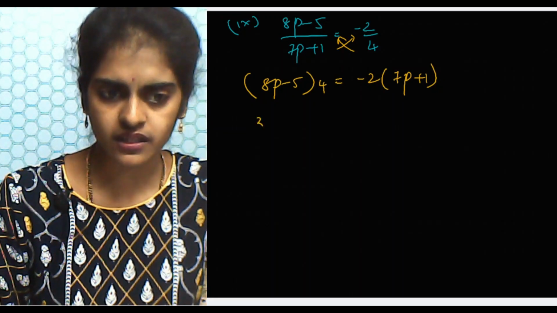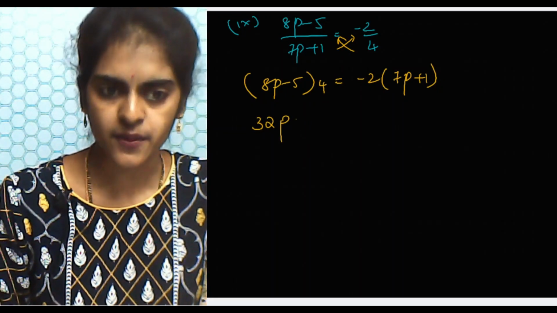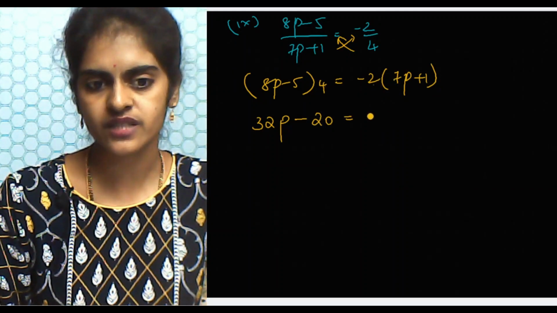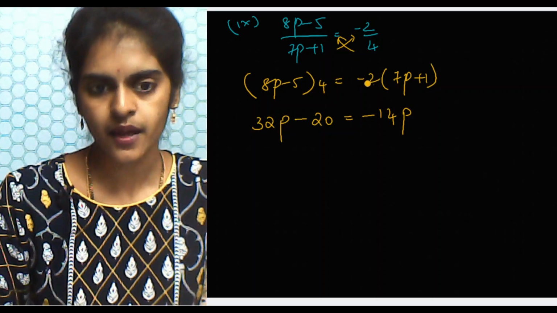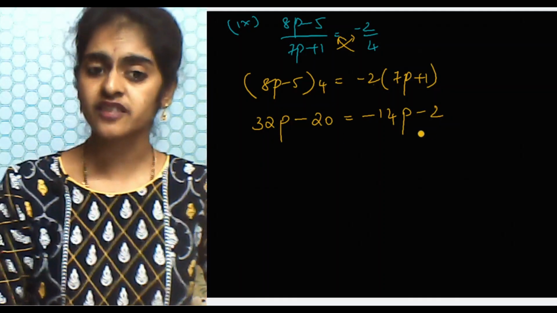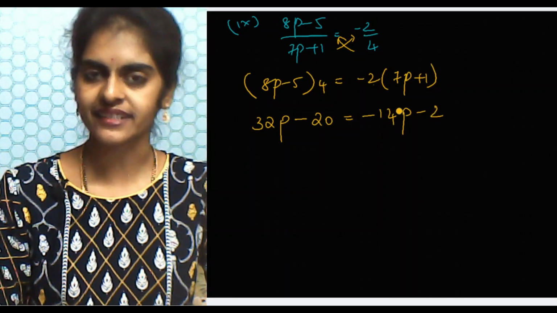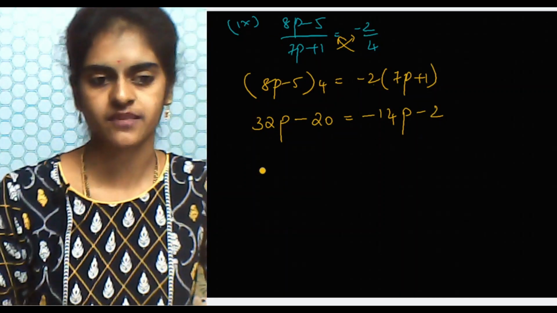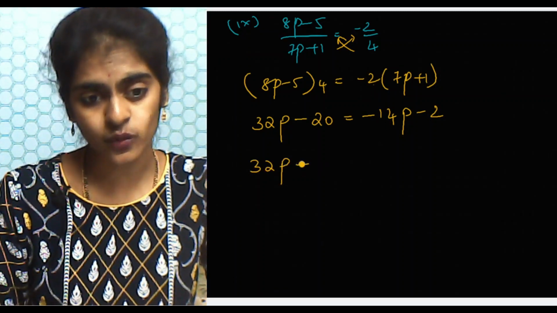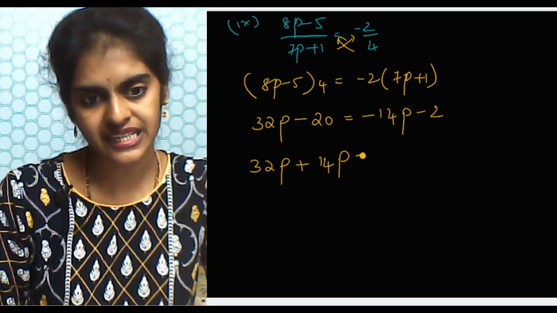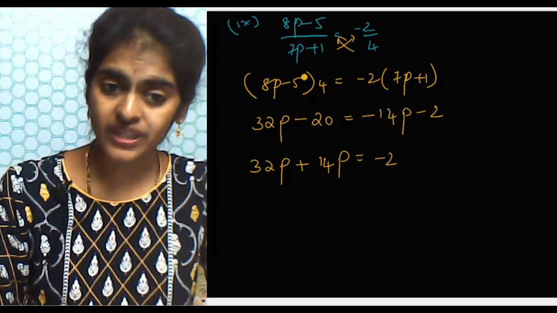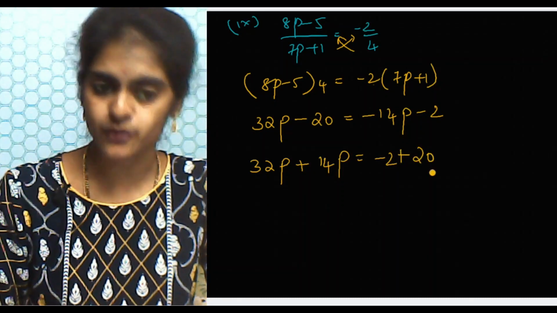So 8 fours are 32p. You have minus 5 fours are 20 is equal to minus 2 into 7 gives you minus 14p, plus minus into minus gives you minus 2 ones are 2. Now you see you have p on both the sides. So bring this p to LHS. So it becomes 32p. This is minus 14p. Transposing it to LHS, it becomes plus 14p is equal to, you have minus 2 in RHS, write it. Now this minus 20, transpose it to RHS, so it becomes plus 20.